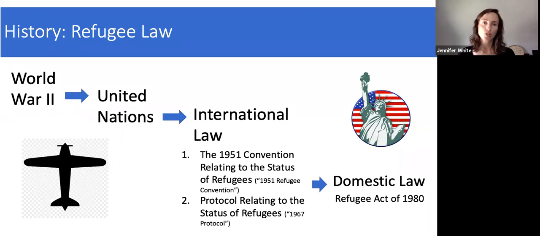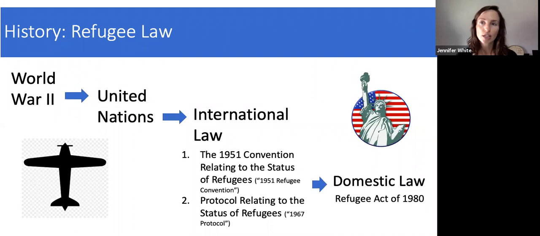So after World War II, the United Nations created several treaties to protect refugees. It was basically an acknowledgement of the horrible reality that Nazi Germany created all of these displaced people who needed to resettle elsewhere. So the UN created this treaty called the 1951 Convention Relating to the Status of Refugees. For short, I call it the Refugee Convention. Advocates refer to it as different things, but I think Refugee Convention is the most common.